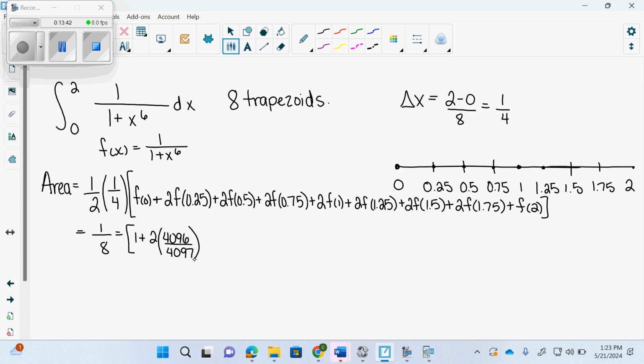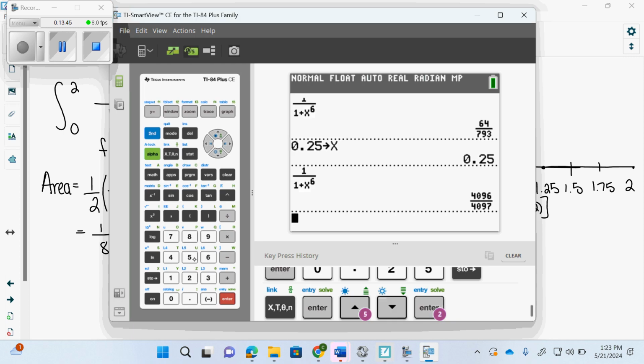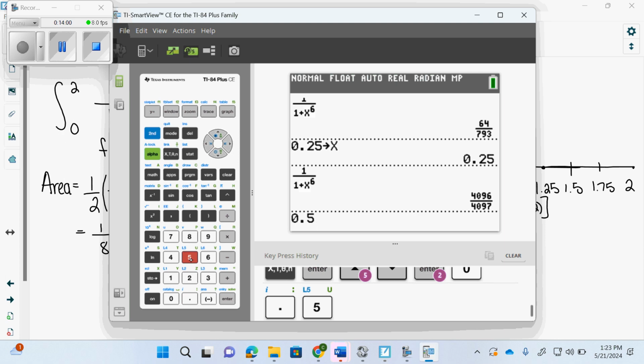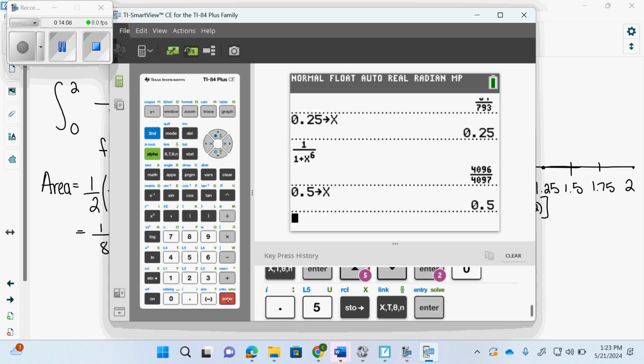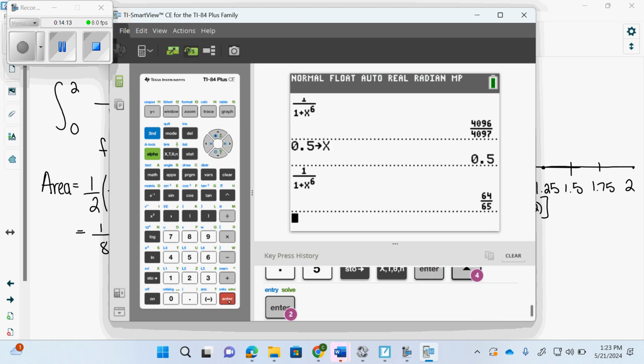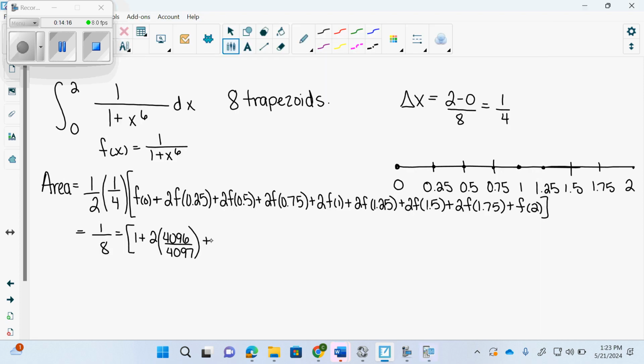Okay. Then, if I now want to store it as 0.5, right? I can go 0.5. Okay, 0.5. Then you go store, STO, with the arrow, store as x. So now that's my new x, and go steal my equation. Enter. 64 over 65. So now I get plus 2 times 64 over 65.